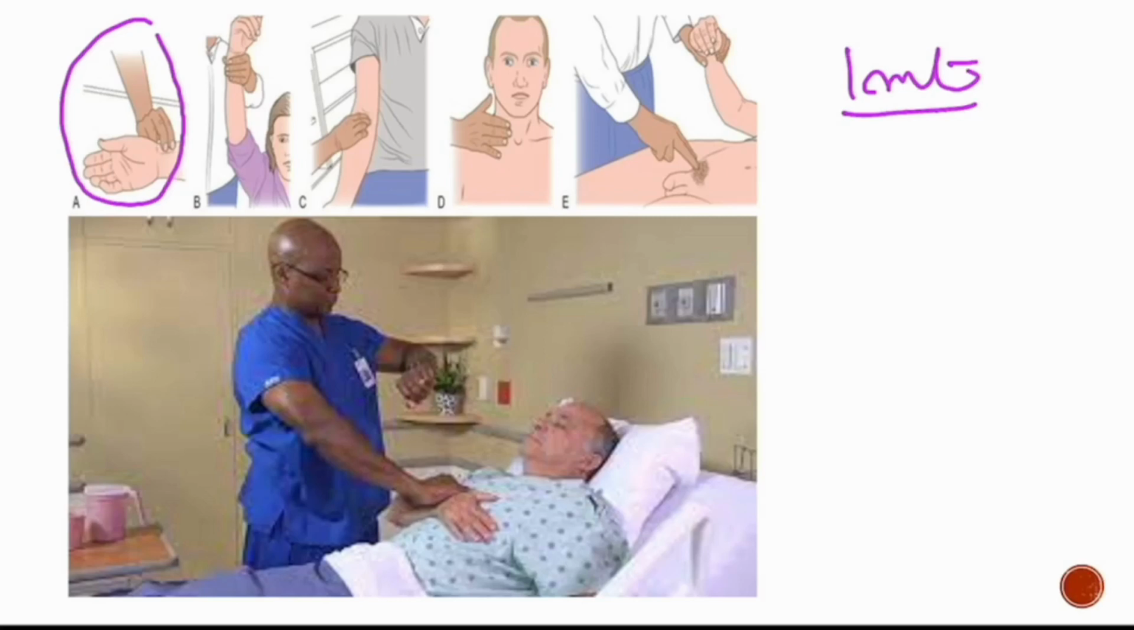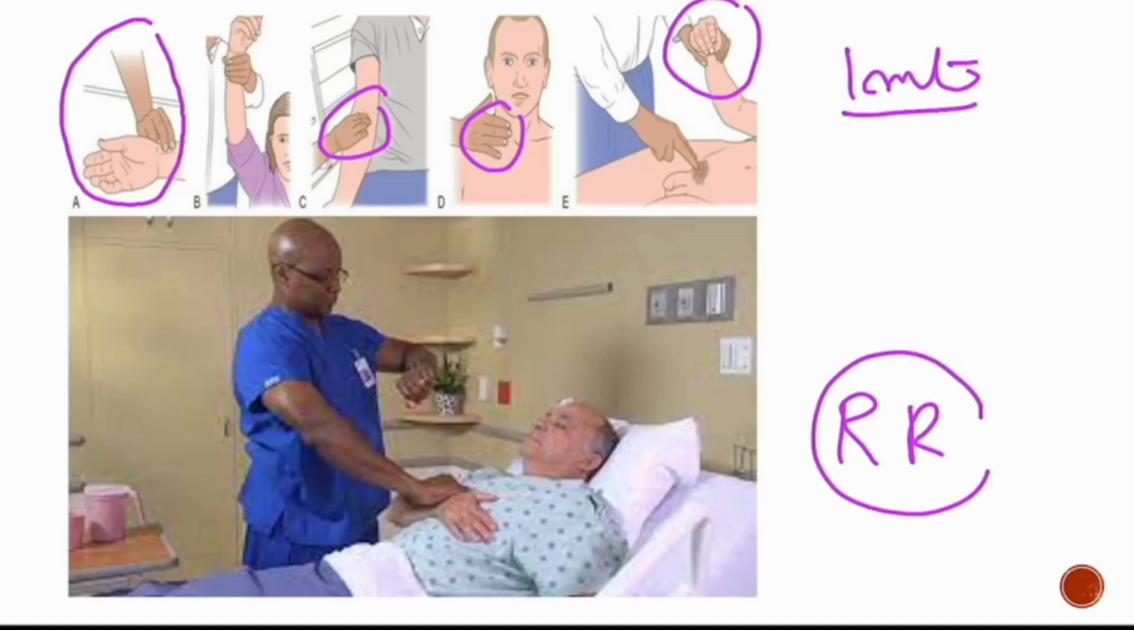All the characters of pulse are examined in the brachial or carotid pulse, except the collapsing pulse, which is examined in the radial pulse. So details of pulse examination will be discussed in another session. Next is counting the respiratory rate. Respiratory rate is counted pretending that you are counting the pulse rate. So that is the method of examining.